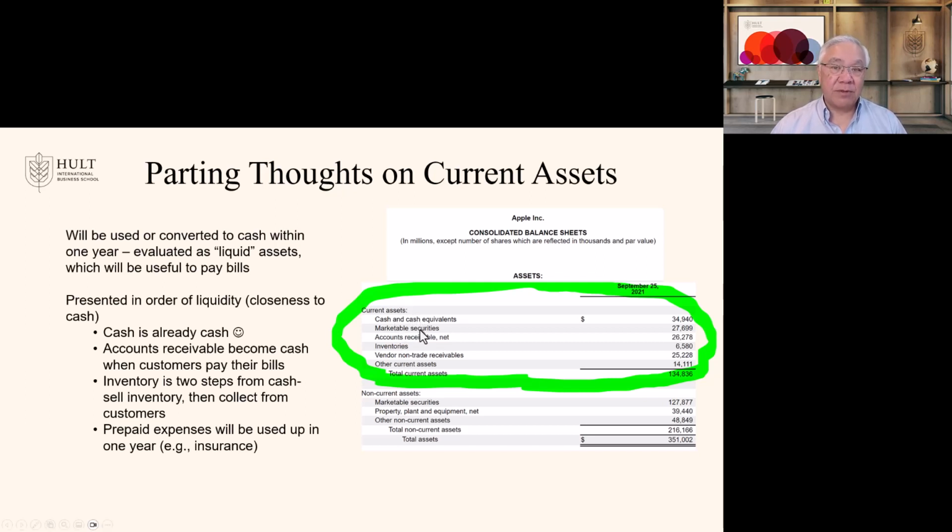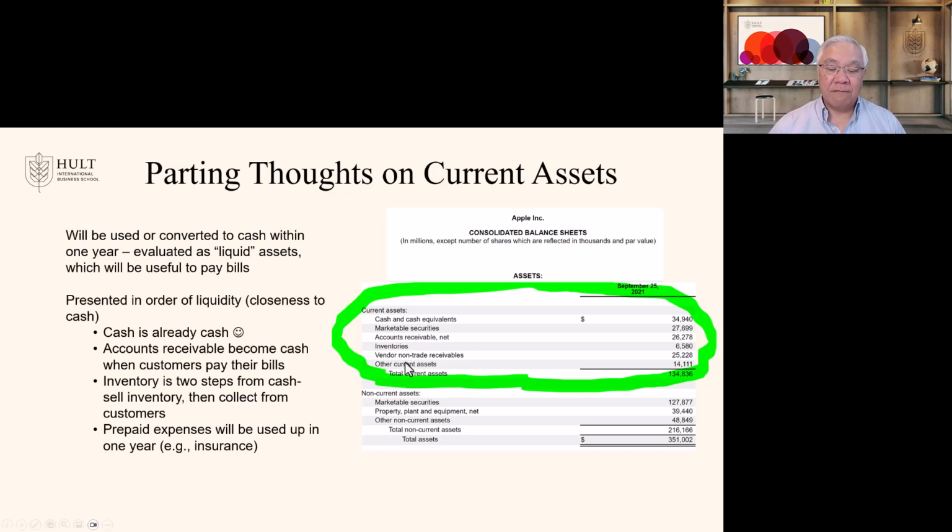Next is marketable securities, which are stocks and bonds that you could sell immediately and turn into cash within days. Accounts receivable, we hope our customers pay us quickly because they owe us the money. So that's the next most liquid. Inventories, we're 2 steps from making cash. We have to first sell it, and then after we sell it, we have to then collect it. So that's why it's slower than accounts receivable.